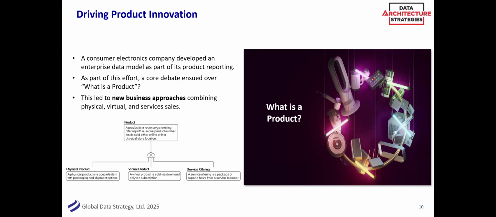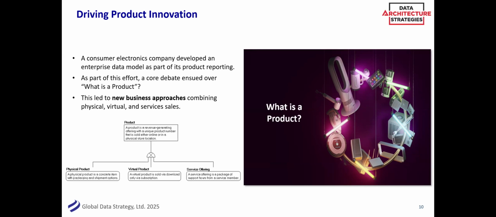So I'll just go through some examples. Names protected for the innocent, although these are all positive. I could spend a whole webinar on this, and I won't. I just picked two that are a little bit different. We were talking about a consumer electronics company, and they were doing an enterprise data model as part of just reporting on a product. And of course, we have that classic debate: what is a product?